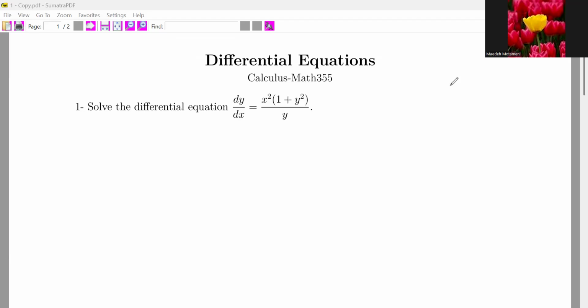This video is about solving differential equations. For the first one, we have dy/dx equals x squared times (1 plus y squared) over y. We can see that this is a separable differential equation.